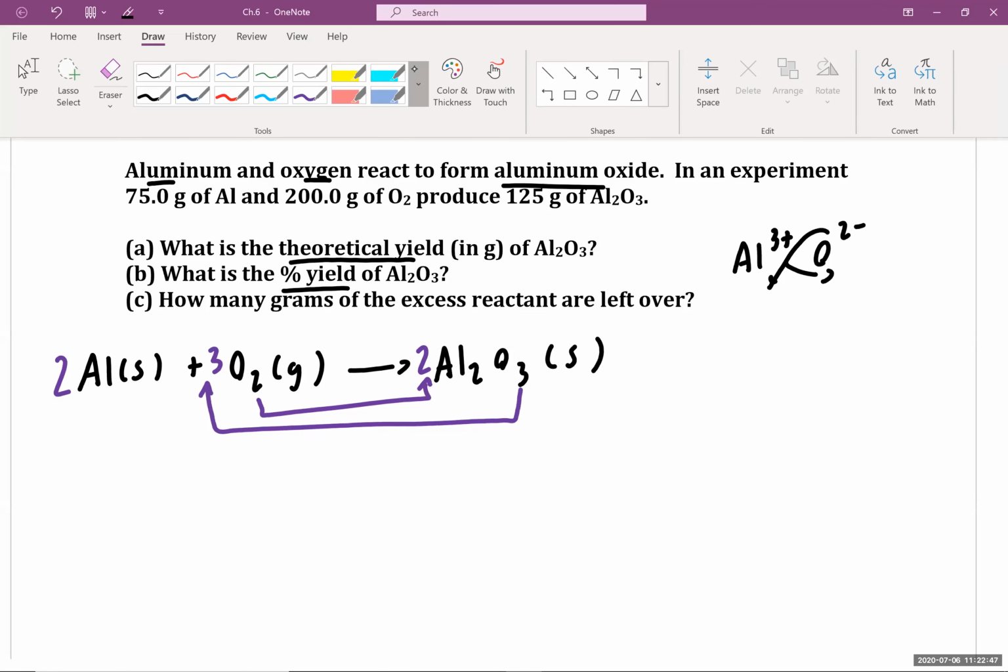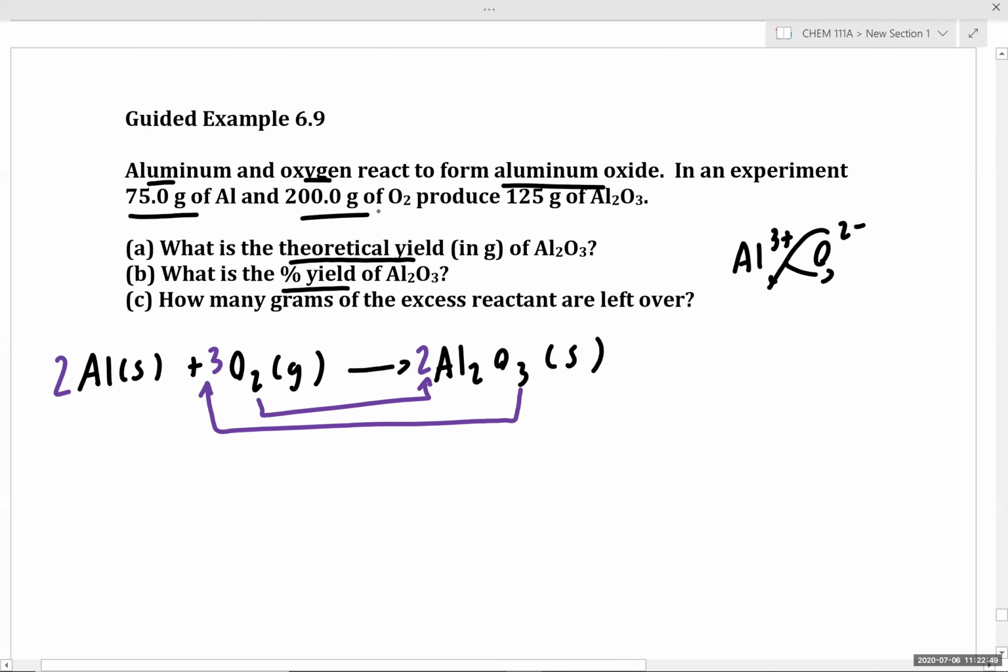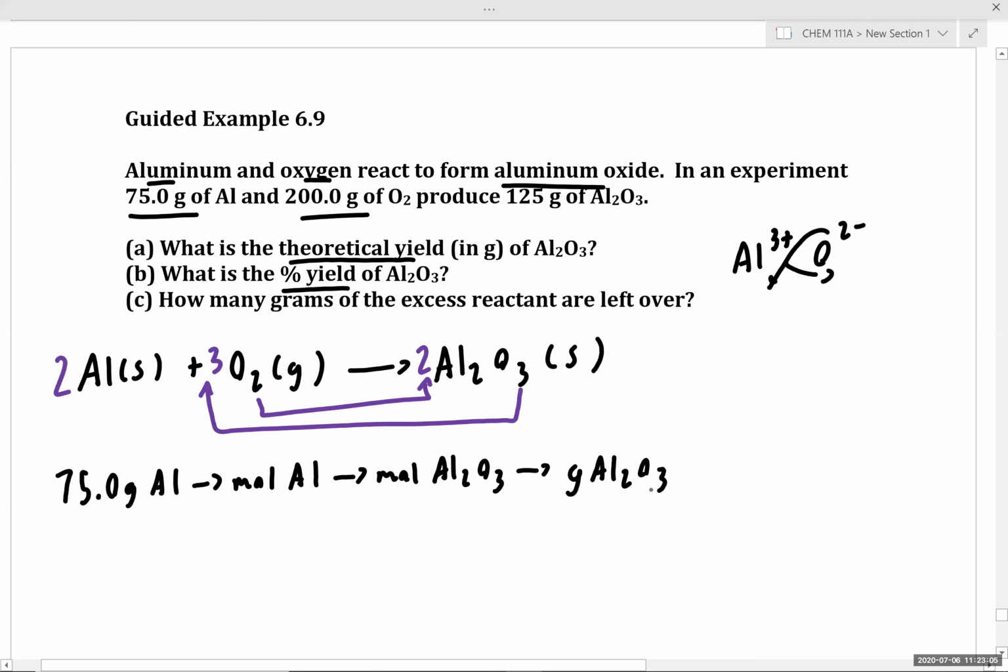Okay. And we care about the masses of our reactants. So we're going to take our 75.0 grams of aluminum. We're going to convert it to moles of aluminum, then to moles of aluminum oxide, and then to grams of aluminum oxide. Okay, if we have 75.0 grams of aluminum, we know that in 1 mole of aluminum, we have 27.0 grams.